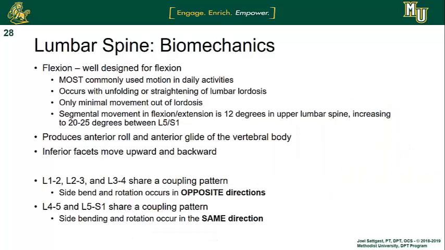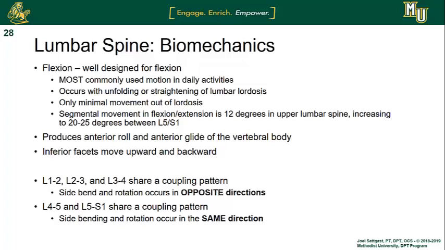As we now move into biomechanics, note that flexion is really the big piece of the lumbar spine. It's well designed for that flexion or even a hinging style motion. Most commonly, we use flexion throughout a variety of ADLs or activities of daily living. There is an unfolding or straightening of lumbar lordosis that occurs with that. And really, we only see minimal movements out of that lordosis with flexion, such that segmental movement in flexion extension is 12 degrees in the upper lumbar spine, but increases to 20 to 25 degrees, really between that transitional period of L5 and S1.